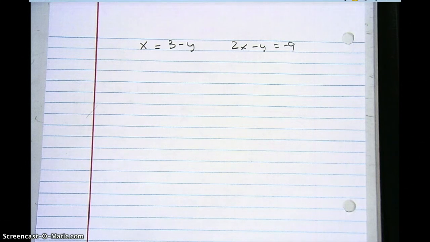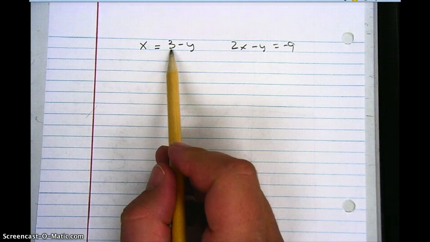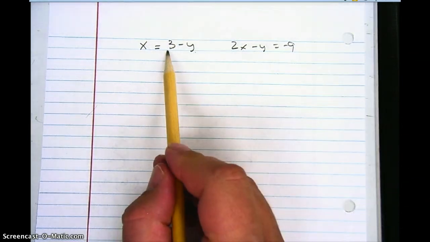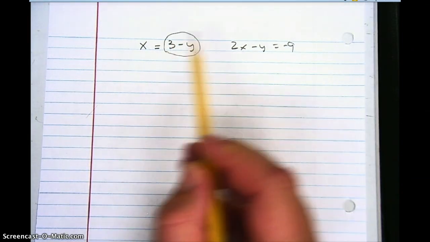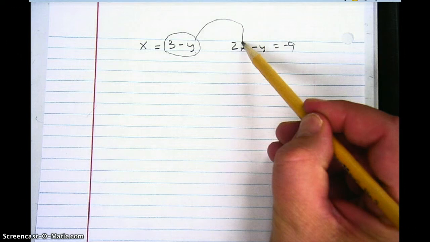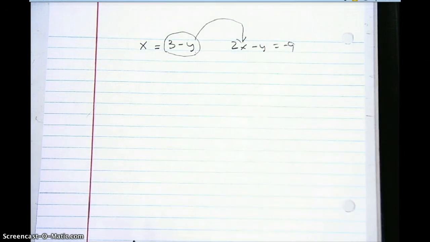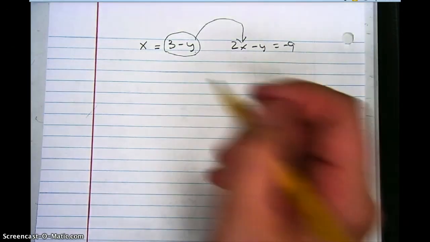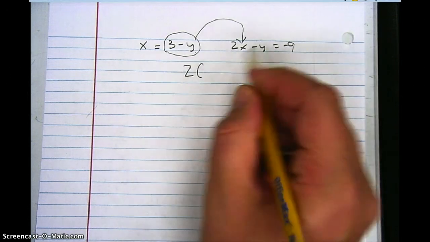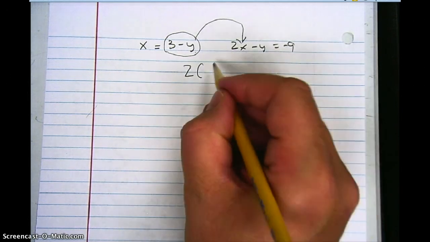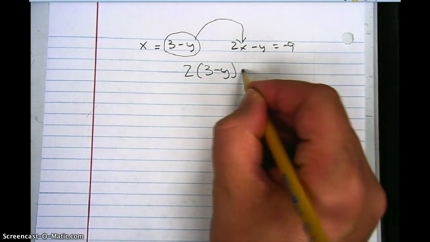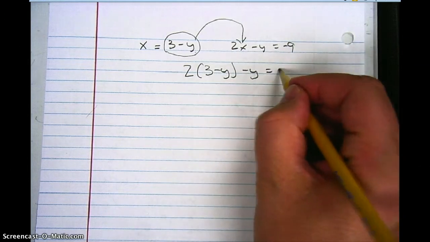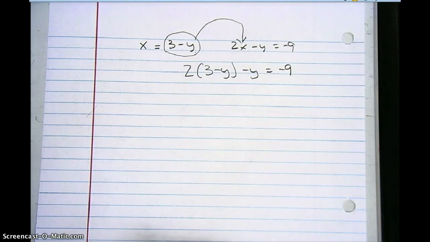Okay, let's see how you did. So in this case, I know x is the same as 3 minus y. So what I'm going to do is use that. I'm going to replace x in my other equation with 3 minus y. So my new equation is going to have one variable. I'm going to have 2 times, but instead of using x, I use 3 minus y, is equal to negative 9.